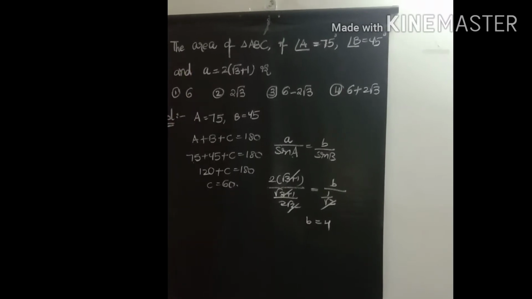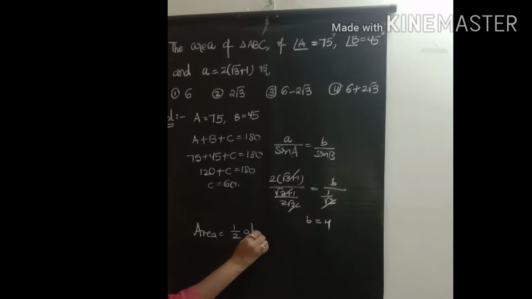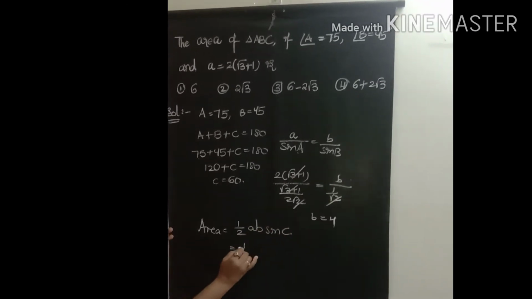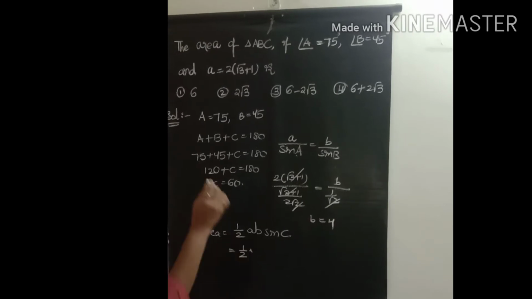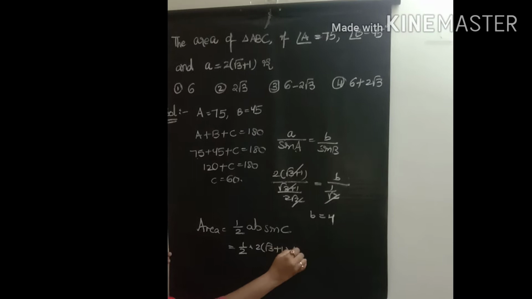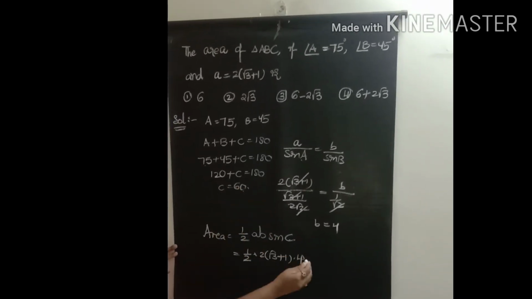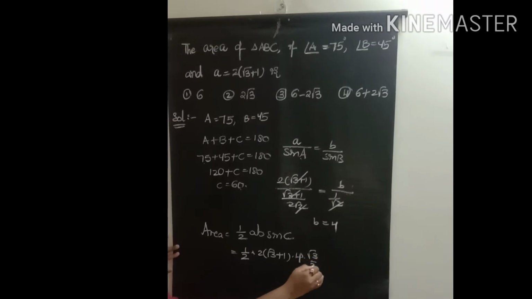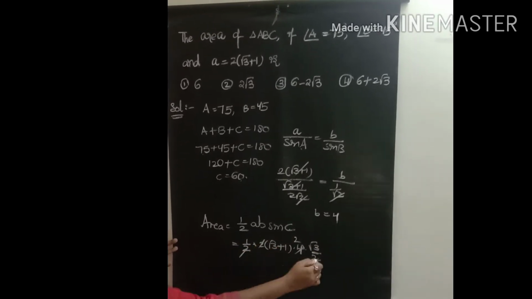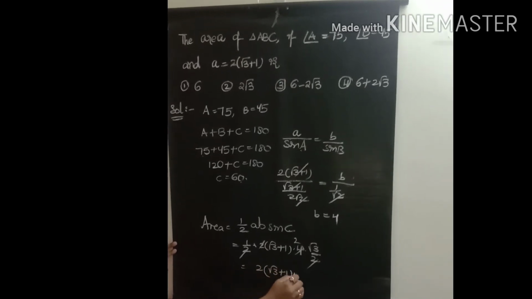Therefore, the area of the triangle formula: area is equal to half ab sin C. This is the area of the triangle formula. Now half into a value, given as 2 into root 3 plus 1, into b value 4, into sin C. C is equal to 60, sin 60 is equal to root 3 by 2. Here the 2 is cancelled, and 2 and 2 get cancelled. So the answer is 2 into root 3 plus 1 into root 3.